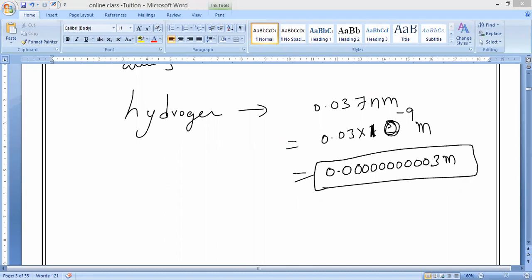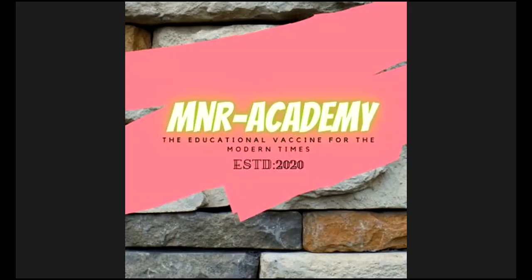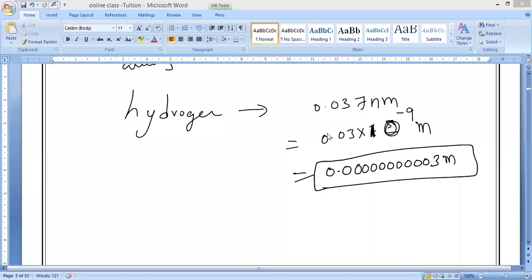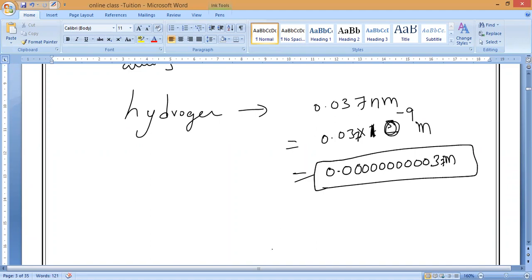Sir, 3.7 only, no? You wrote 0.37 nanometer. So 0.37 you can take, 3.7 only it will come. You can take it, no issues. So this is the size of the hydrogen atom. One size of the hydrogen atom equals 0.037 into 10 power minus 9. So it's really very small, and the atomic radius is extremely small among all the elements. That is what you have to remember.